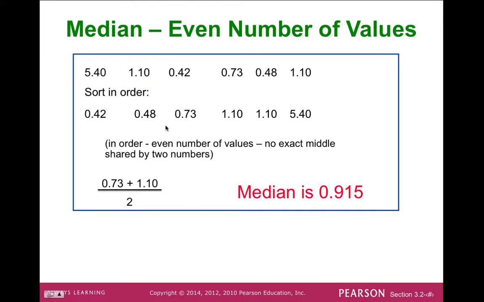However, in this other data set that they've given us, it's very similar, except here they've given us an even number. We're going to sort them in order, and what we're going to find is that we actually have two middle values, 0.73 and 1.1. So there's no exact middle. The middle is actually shared by these two values. So to calculate the median, we're going to add those two values together, 0.73 plus 1.1, and we're going to divide by 2. So essentially we're taking an average of those two. And we will find that our median is 0.915.